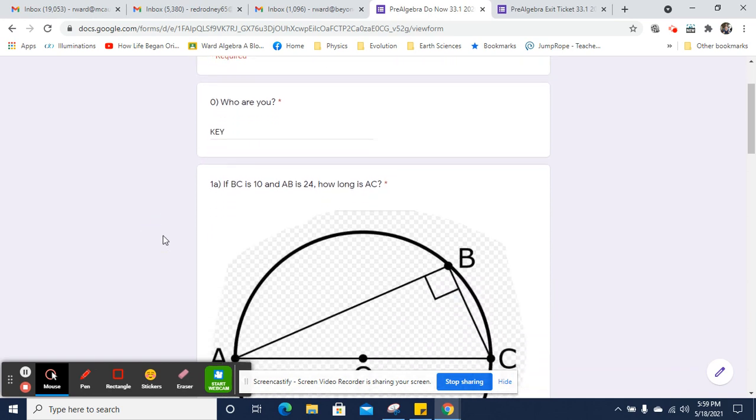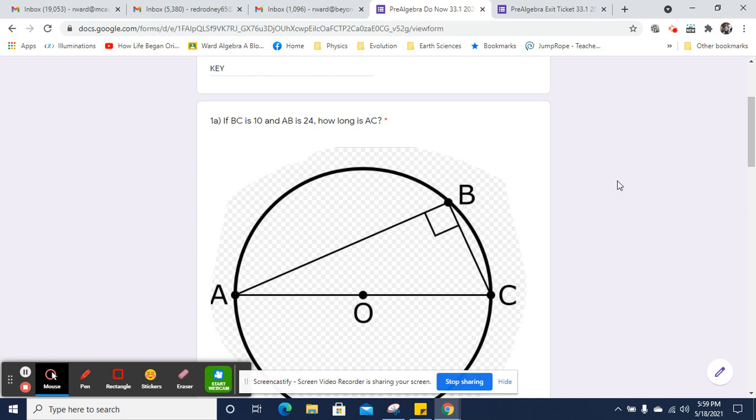If BC is 10 units long and AB is 24 units long, how long is AC? Well, 10 and 24 are both even numbers, so let's halve them and see if we have a Pythagorean triple here. 24 times root 3 is definitely not, or 10 times root 3 is definitely not 24. So this does not look like a 30, 60, 90 triangle based on these sizes, even though you might eyeball it and it sort of looks like one.